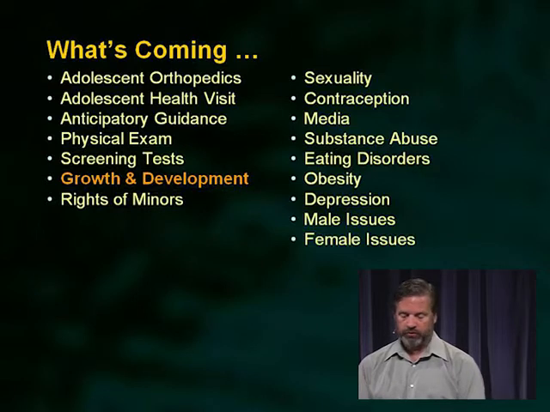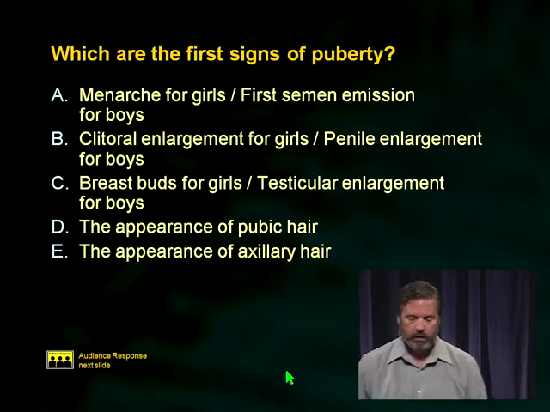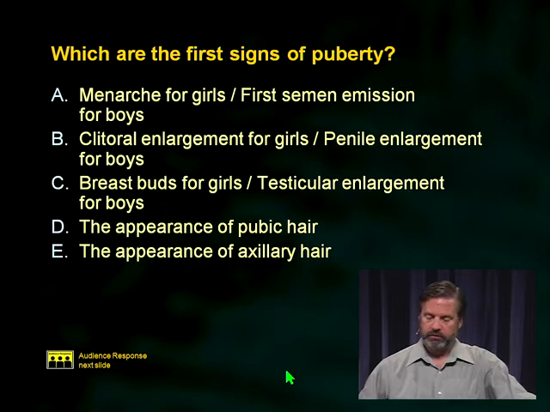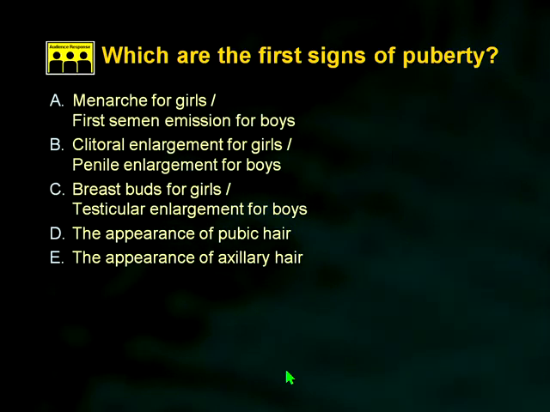All right, so we're up to growth and development. First question, which are the first signs of puberty? Is it A, menarche for girls and first semen emission for boys? Is it B, clitoral enlargement for girls and penile enlargement for boys? C, breast buds for girls and testicular enlargement for boys? D, the appearance of pubic hair? Or E, the appearance of axillary hair? So which is the first sign of puberty? So grab your box and make a choice.